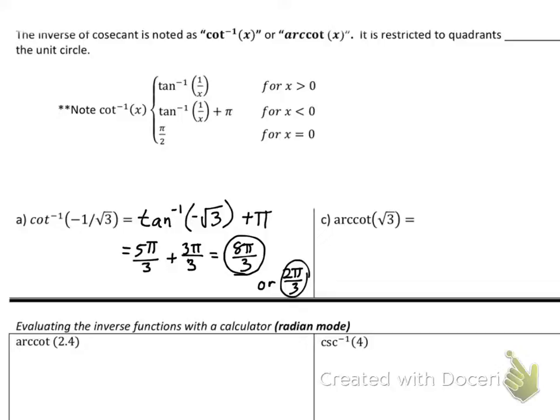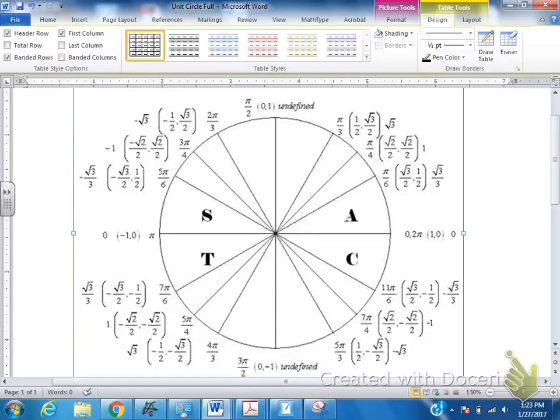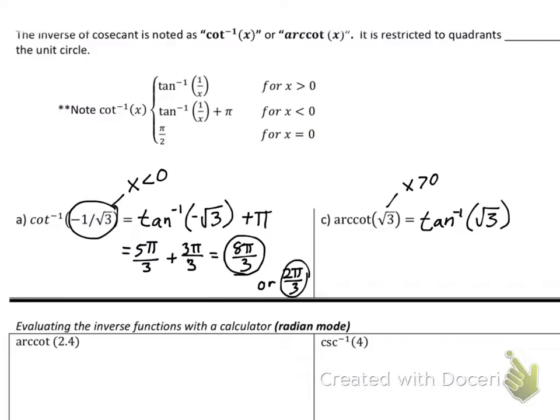All right, my next one is arc cotangent of square root of 3. This is positive. I was going to note that this one falls into the x is less than 0 realm. This one falls into the x is greater than 0, so I can treat it just like normal: tan inverse of square root of 3. And why it works is because tan inverse is in a quadrant that's allowed by our cotangent inverse. It was square root of 3, so it's going to be pi over 3, and we are done with inverses.